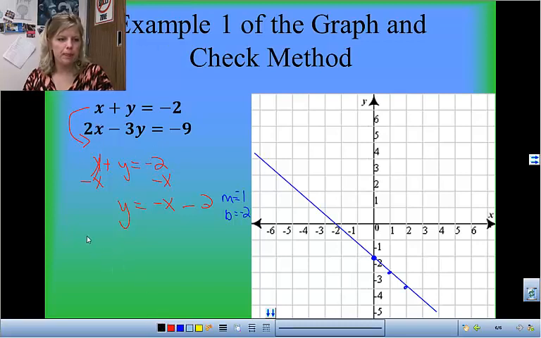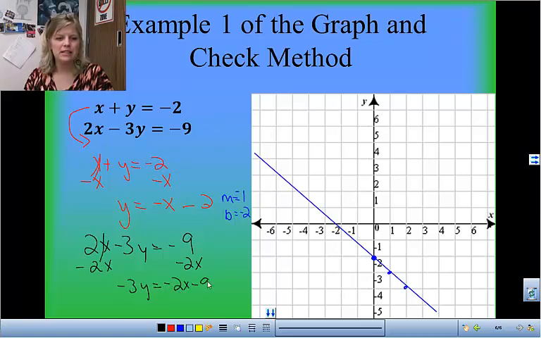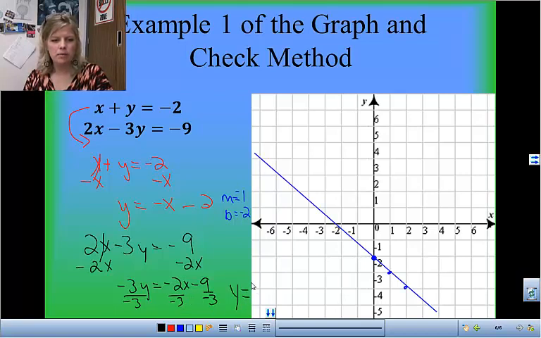Next problem. 2x minus 3y equals negative 9. I'm looking to see where they intersect. Subtracting 2x from both sides: negative 3y equals negative 2x minus 9. Reminder, I didn't say negative 11 because they're not like terms. Divide by a negative 3. So I have y equals 2/3 x plus 3. So my intercept is at 3. My slope is up 2 over 3.